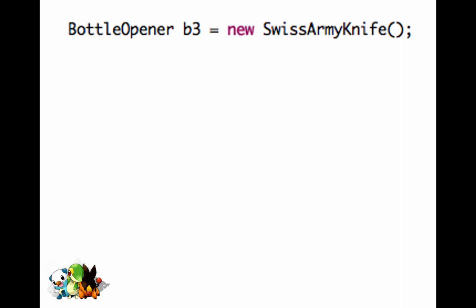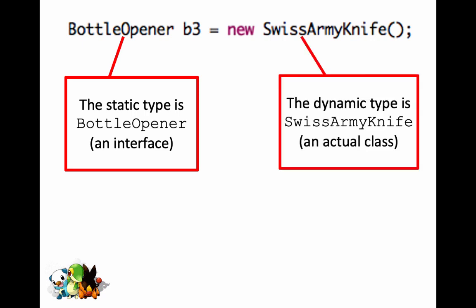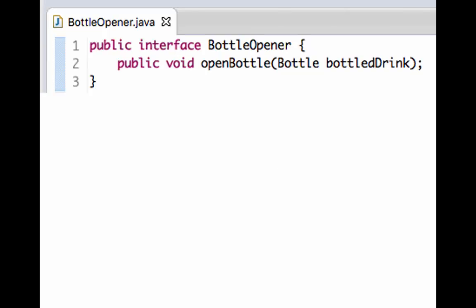So let's zoom in a little bit. So bottle opener B3 is equal to a new Swiss Army knife. Again, the static type is bottle opener and the dynamic type is Swiss Army knife. That's the actual class. In that interface, bottle opener, I just have one method. That method is void, named openBottle.